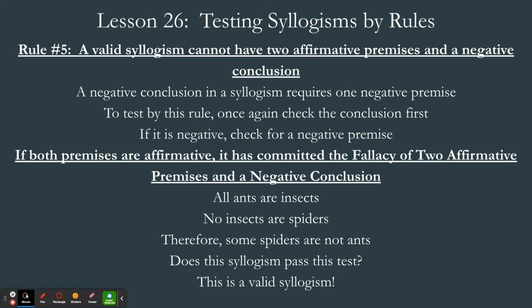Gracie, read rule number 5 for me. A valid syllogism cannot have two affirmative premises and a negative conclusion. Okay, do I have a negative conclusion? Yes. Do I have 2 affirmative premises? No. So rule number 5 is good. Okay? So yes, this syllogism is valid.